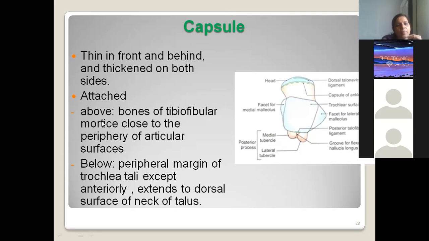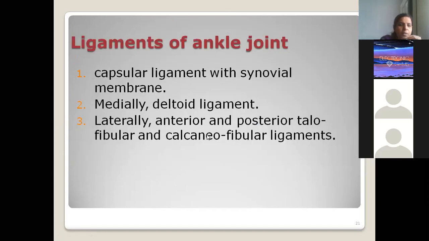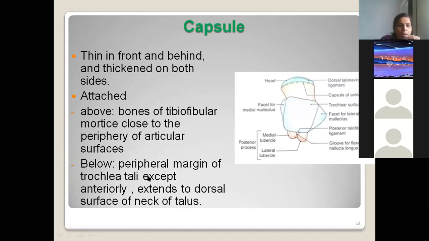Then the attachments of the capsule: superiorly it is attached to tibia and fibula, close to the periphery of articular surfaces. That means here, like this, margins of the articular surfaces. That is superior attachment. Below, peripheral margin of this trochlea tali. We know trochlea tali is nothing but the trochlear surface, comma-shaped articular facet, and the triangular articular facet, isn't it? So, like that.